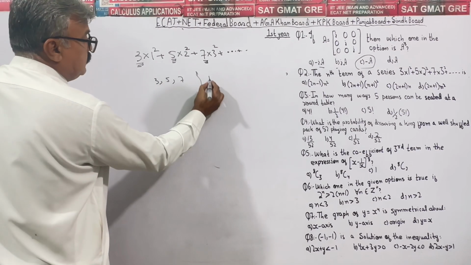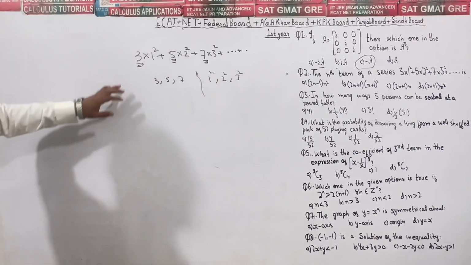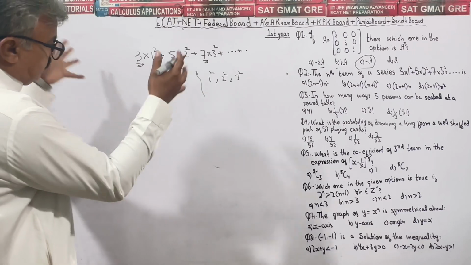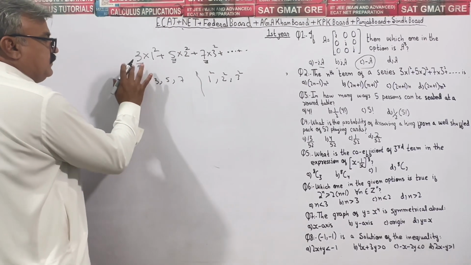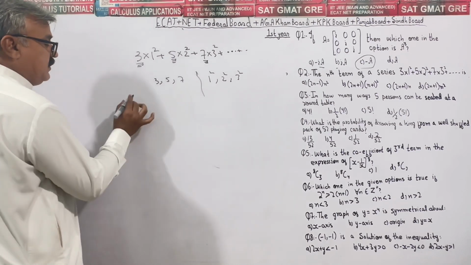What about the next one? 1 square, 2 square, 3 square. It's a mixture of two series, two sequences. First, 3, 5, 7. I have taken this one. Let's find its nth term.